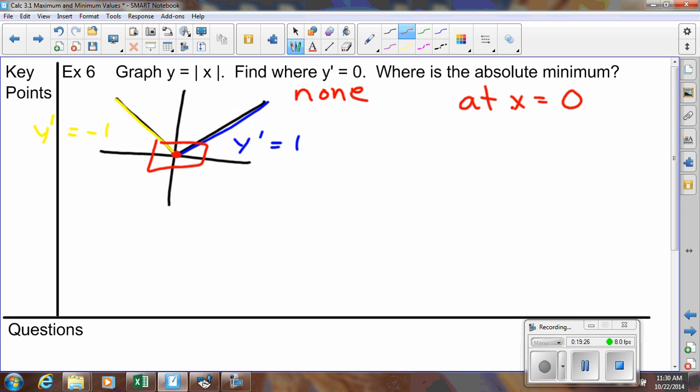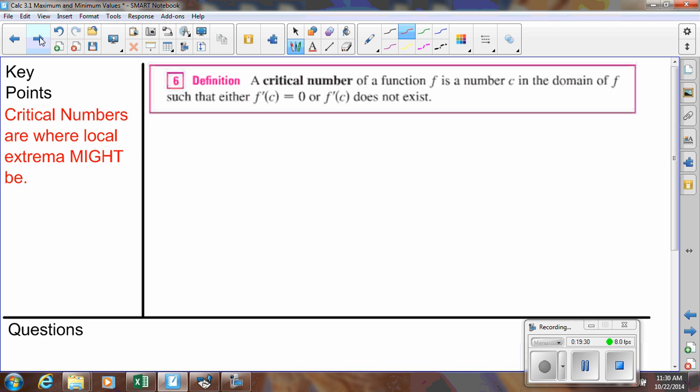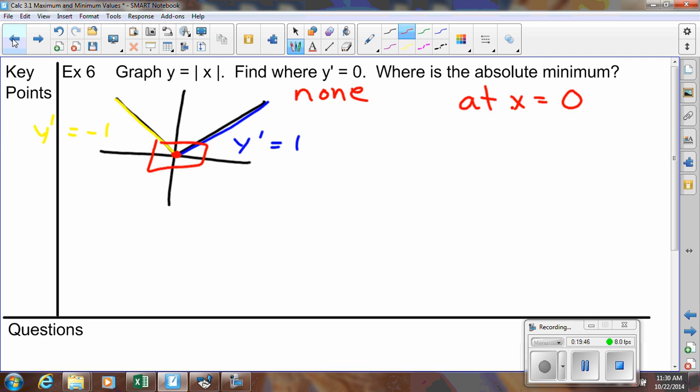We need it to be continuous. We need it to be differentiable. And so we get this other part. A critical number is anywhere that the derivative will equal 0 or the derivative does not exist. Good examples of critical numbers right here.